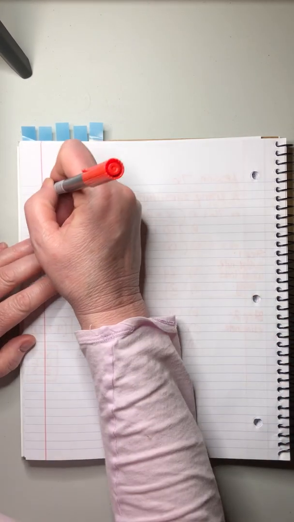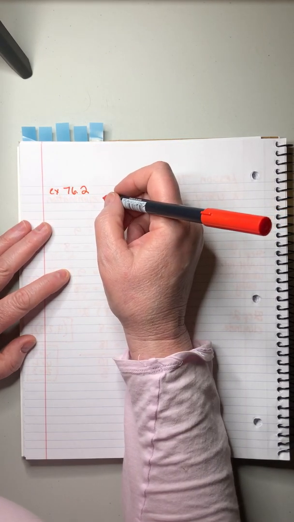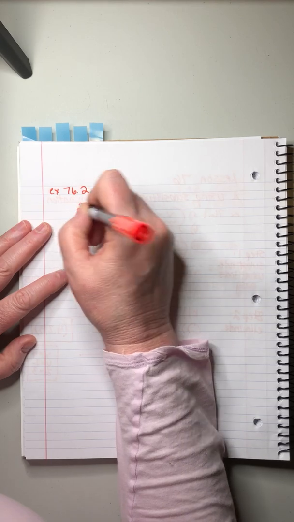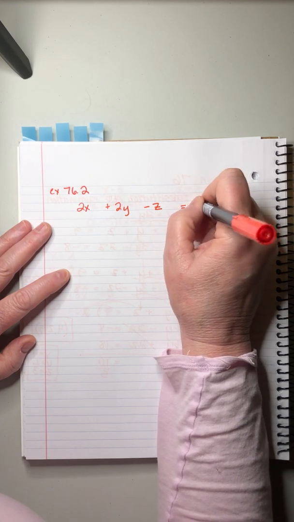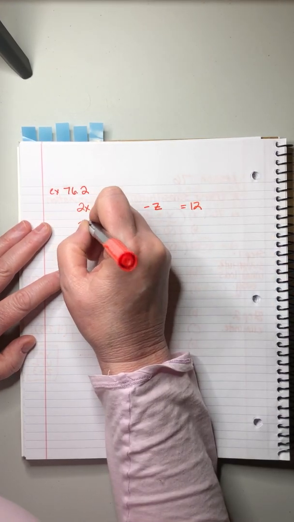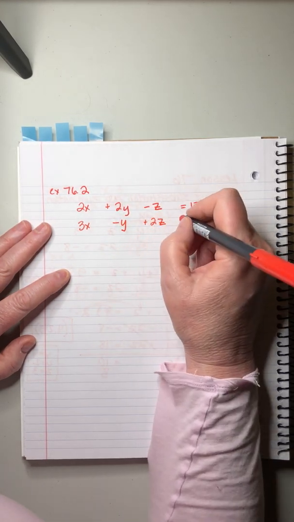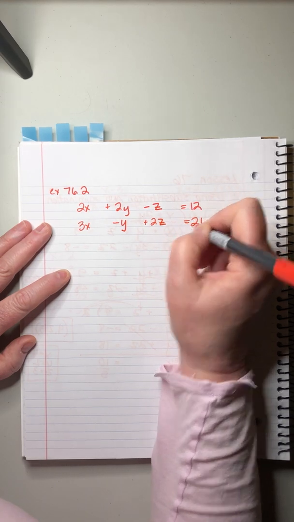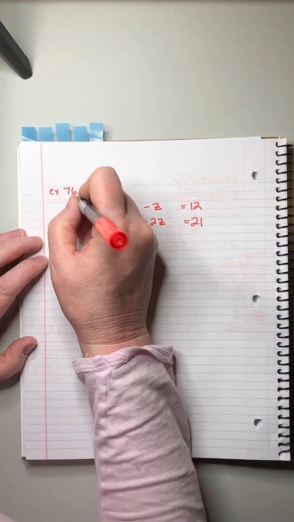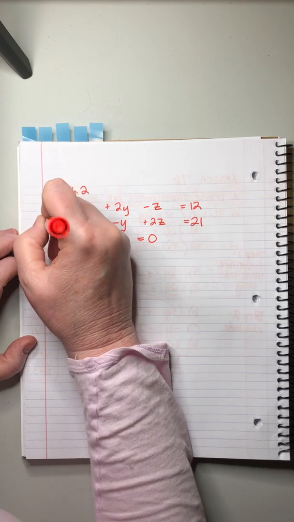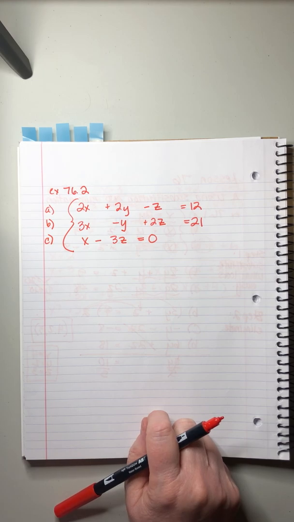Okay, one more of these. Use substitution and elimination as necessary. Here we go. Okay, there are our 3 equations. We can call them A, B, and C. John just does that so that we can talk about them easily. All right.